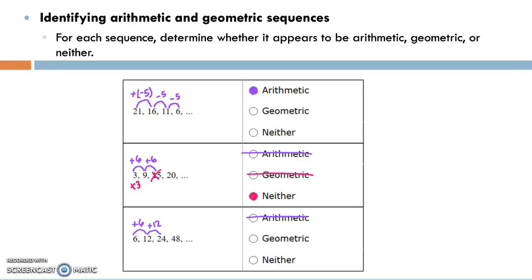Geometrically, what am I doing? 6 to 12, I'm multiplying by 2. 12 to 24, I'm multiplying by 2. Okay, 24 to 48, I multiply by 2. So this sequence appears to be geometric. And that's how we can identify whether a sequence is arithmetic or geometric.